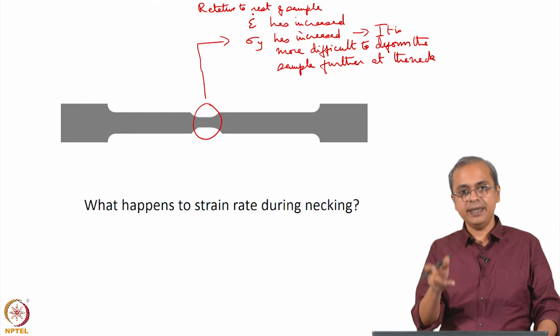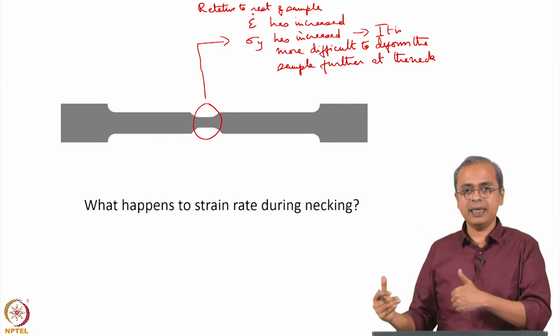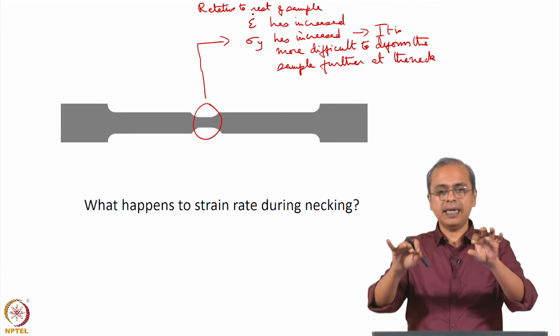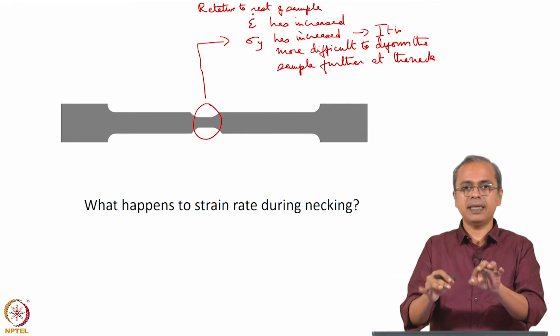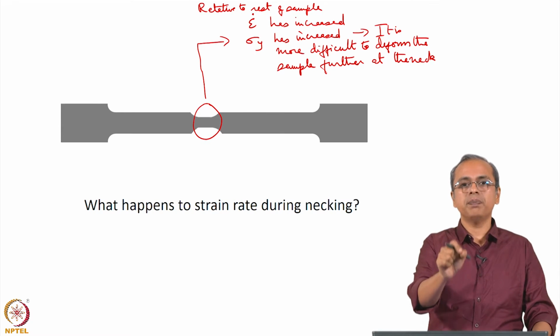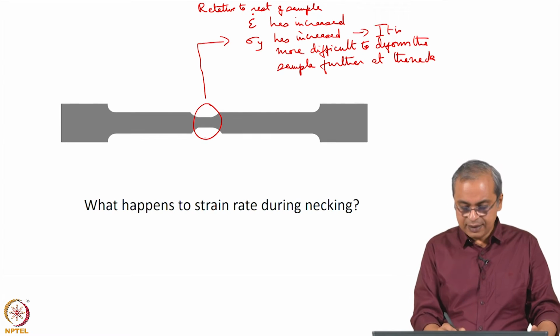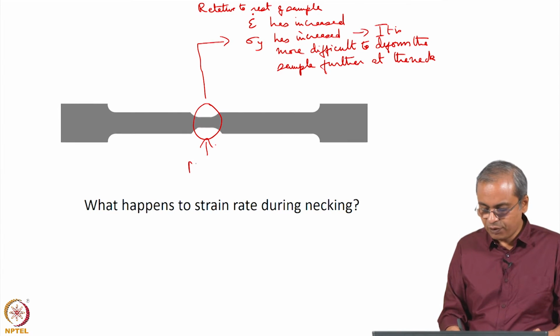The yield stress has increased at the neck, and therefore this is happening during the test. This is not something that is happening independent of the test. During the test, the neck has formed and the strain rate has gone up at the neck, therefore the yield stress at that instant has gone up for the region that is at the neck, and therefore this region is more difficult to deform.